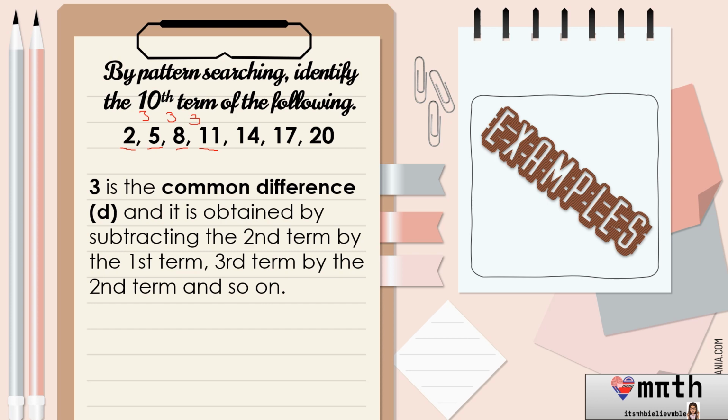Now, since the common difference is 3, we simply add 3 to the preceding term in order for us to get the next terms. So, in the given, we already have 7 terms. So, we're looking for the 10th term. So, we add 3 more terms. So, 20 plus 3, that is 23.